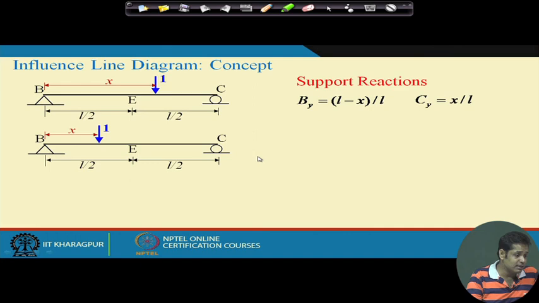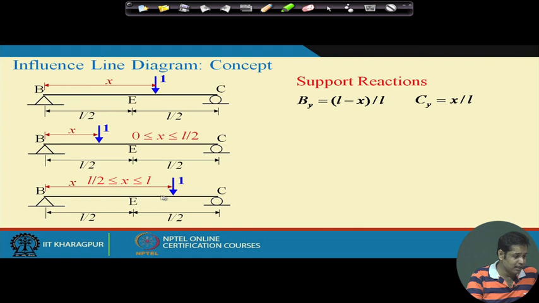Now, the next case is when the load is acting on EC. So, x is between L by 2 to L. So, these are two cases.